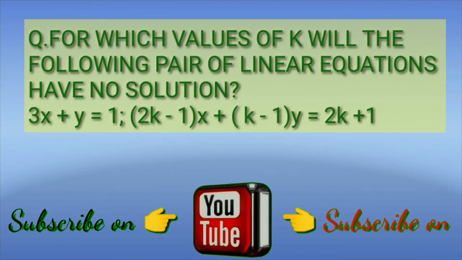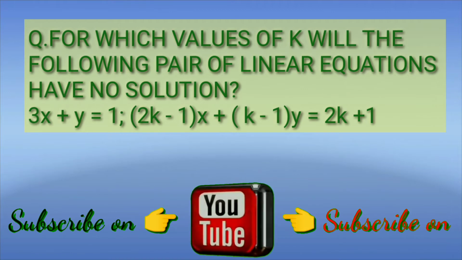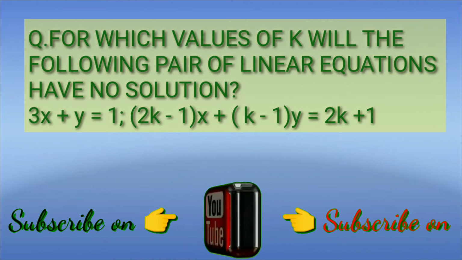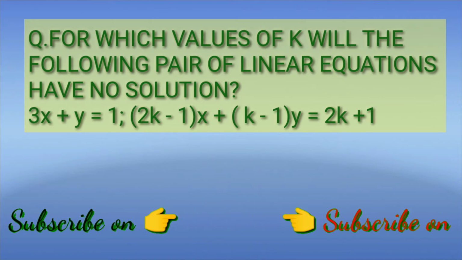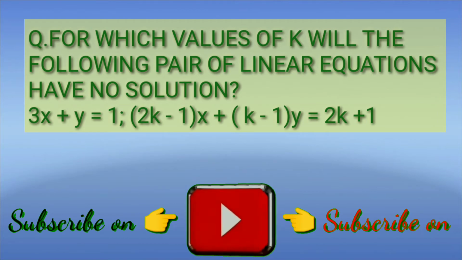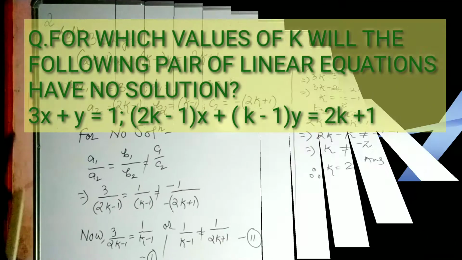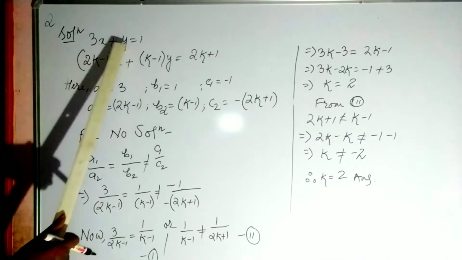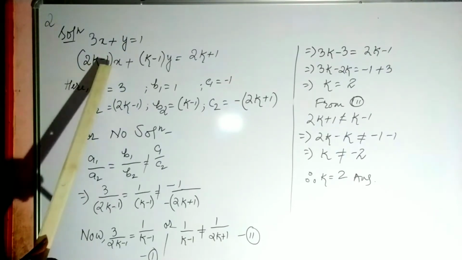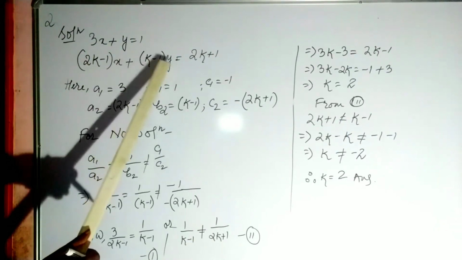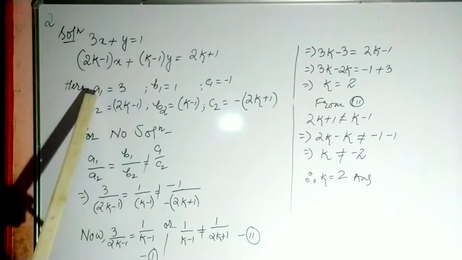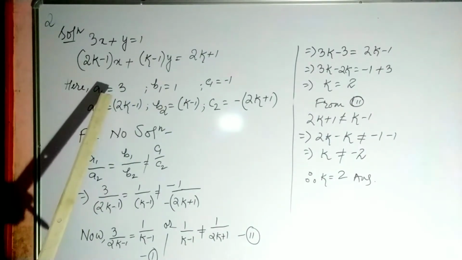For which values of k will the following pair of linear equations have no solution? 3x plus y equal to 1, (2k minus 1)x plus (k minus 1)y equal to 2k plus 1. We write the equations 3x plus y equal to 1 and (2k minus 1)x plus (k minus 1)y equal to 2k plus 1, and identify the coefficients of x, y and the constant term.